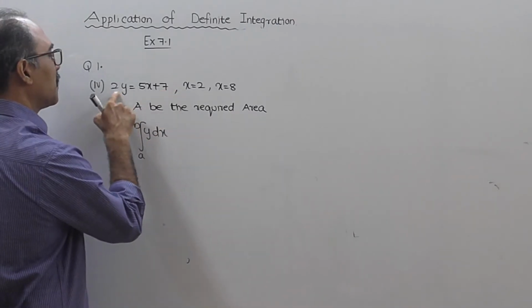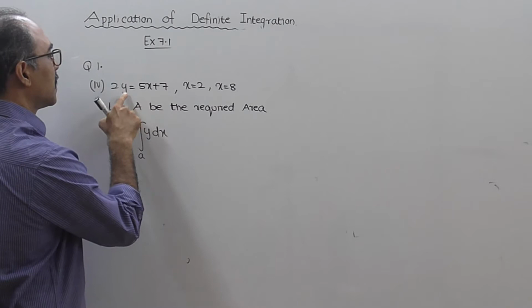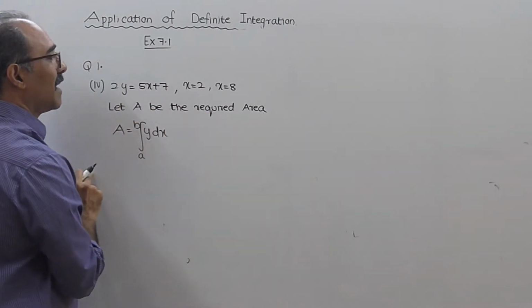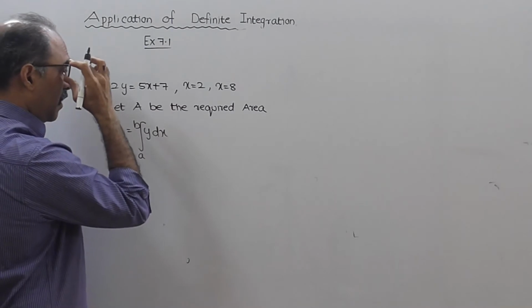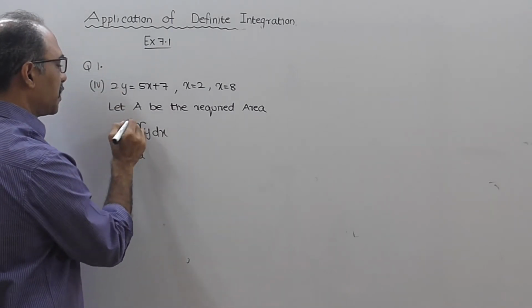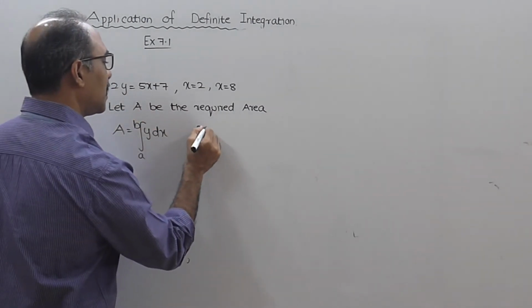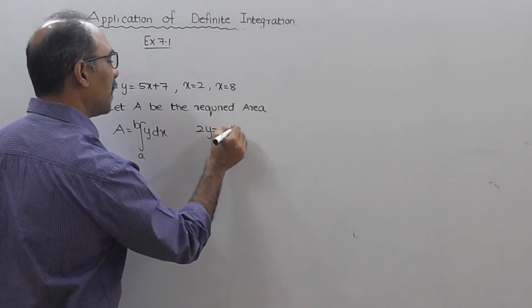You have to find the area of the line precise: 2y equal to 5x plus 7 when x equal to 2 and x equal to 8. Let A be the required area. Area equal to integration from a to b of y dx. Now the question says that 2y equal to 5x plus 7.